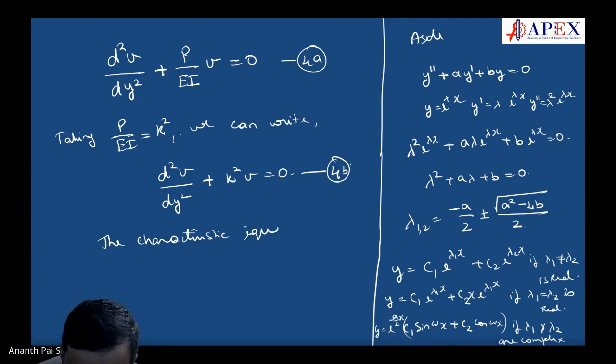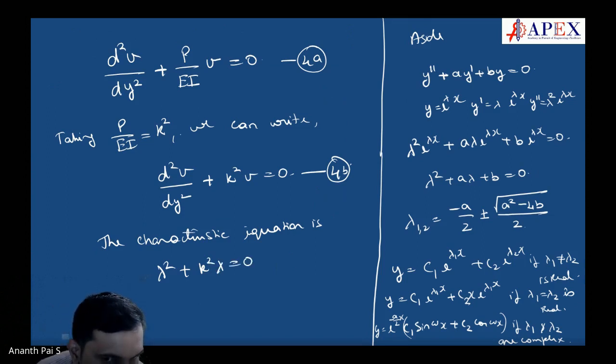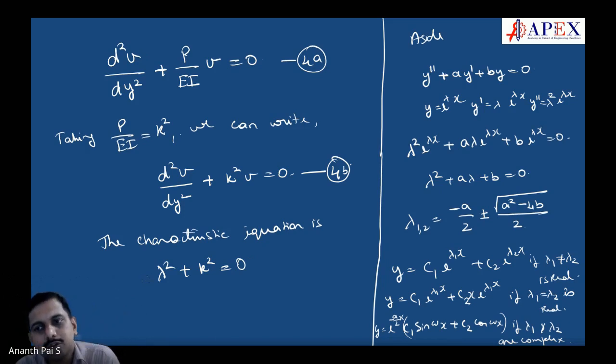So characteristic equation is lambda square plus k square. Lambda is there, is it not? Yes, it is there. Lambda is equal to 0. Now what will it be? What is the value of lambda? Lambda is complex. Lambda square plus k square is equal to 0. Correct. Lambda square plus k square is equal to 0.